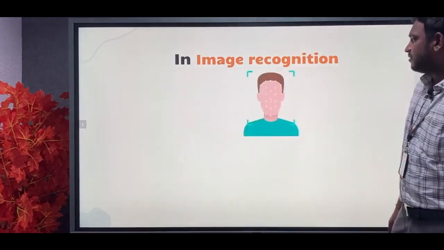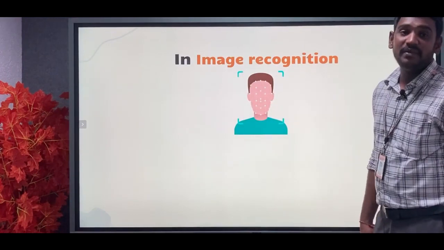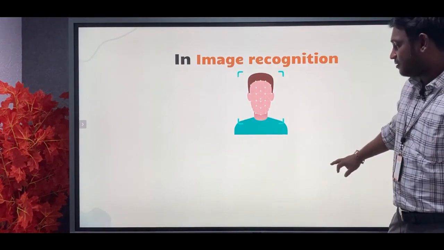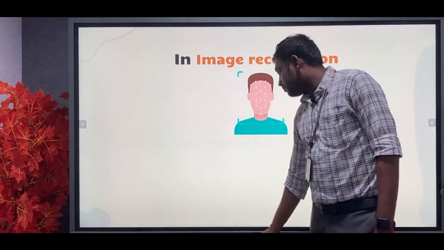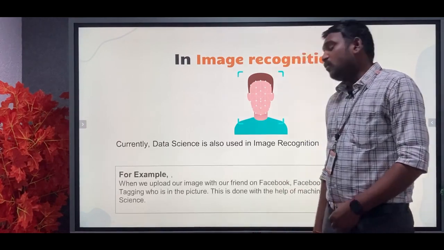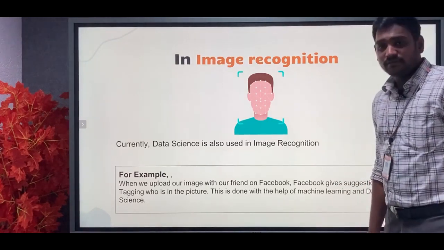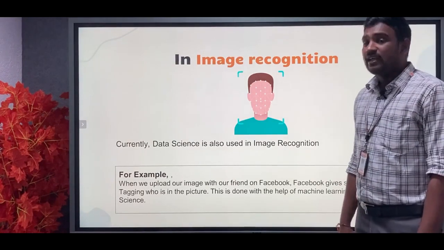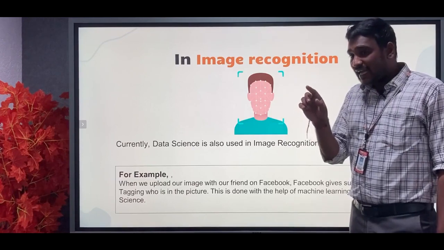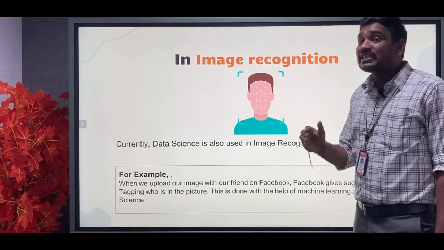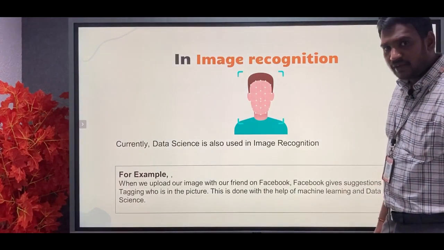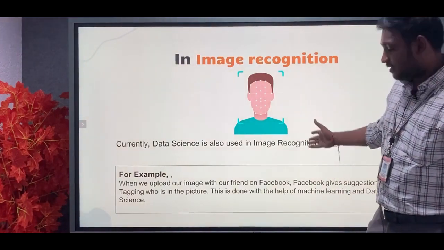In image recognition, you are already well aware of it. You are using your mobile with the help of image recognition these days. Currently data science is also used in image recognition. For example, when we upload an image with our friend on Facebook, Facebook gives suggestions. Imagine you have taken one group photo. If your cursor is placed on a face, Facebook suggests some names using image recognition. We have already experienced this if you are well aware of Facebook. This is because of data science.